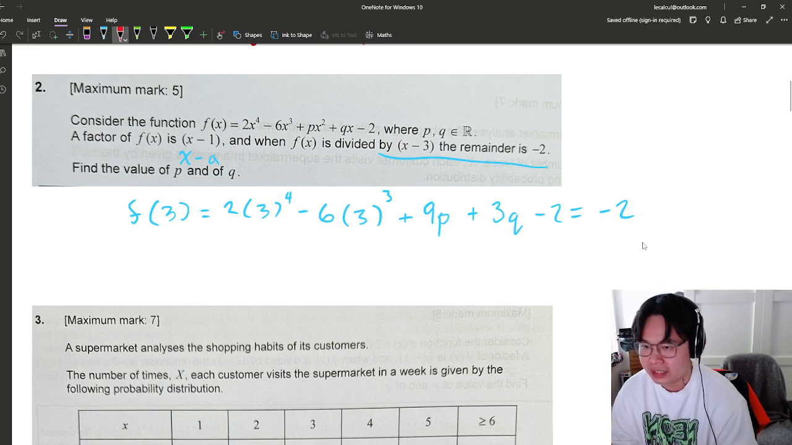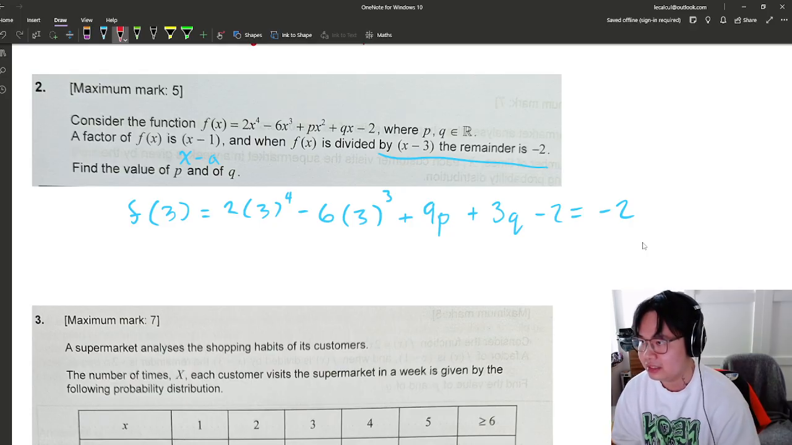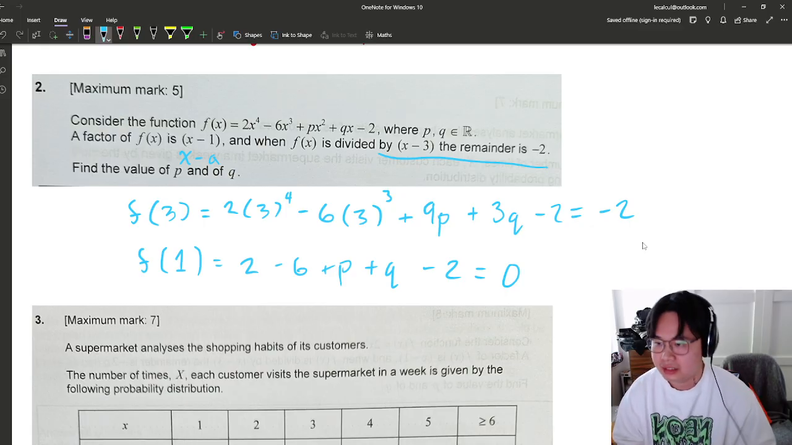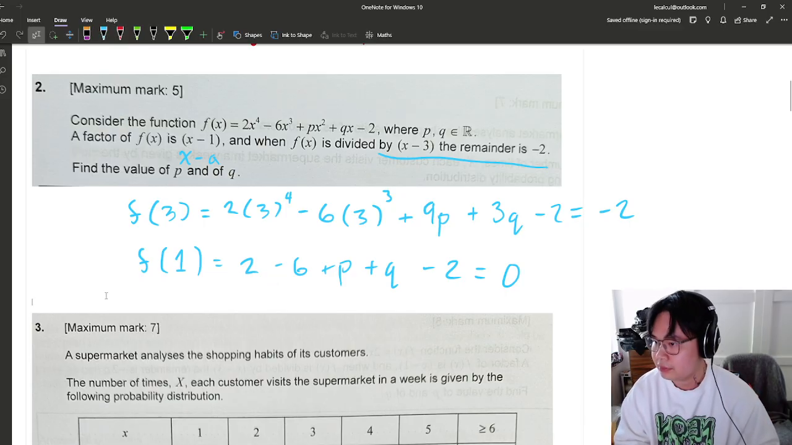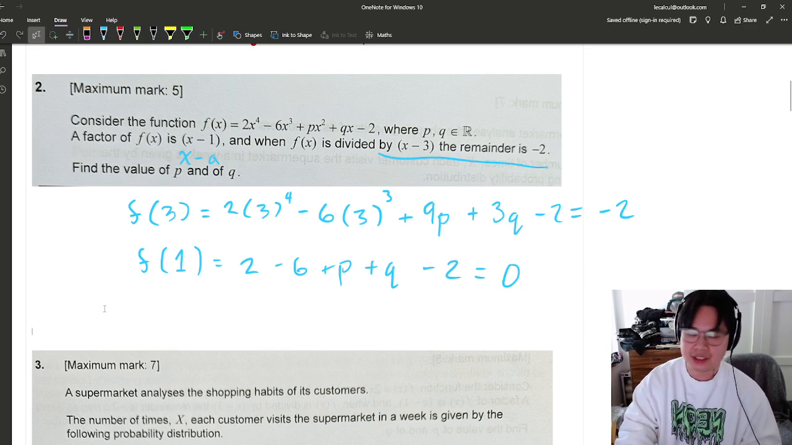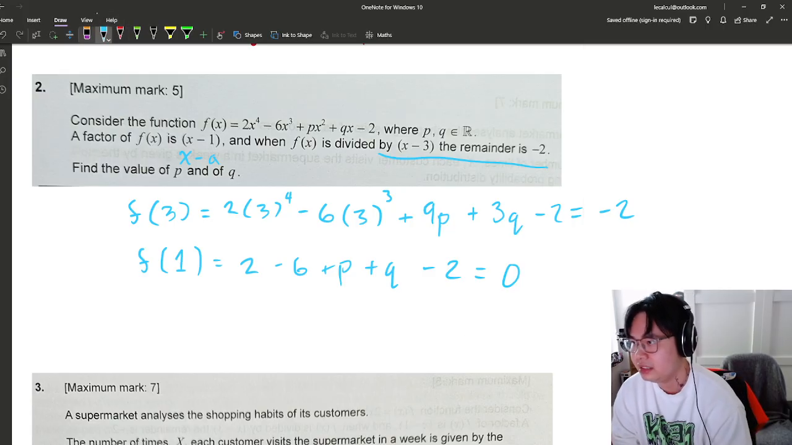We combine this with the factor theorem, which says that if you have something that's a factor, then you don't have a remainder, which is kind of an obvious statement. And then if we combine it with the remainder theorem, then that means that if I substitute in 1, I get 2 minus 6 plus p plus q minus 2, I should not get a remainder. So it's 0. Then I have a system of equations. We're going to solve for p and q. Let's clean them up a little bit.